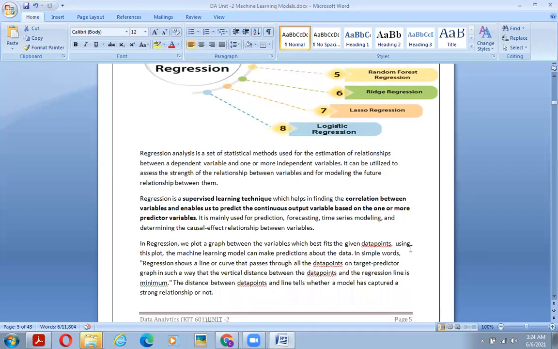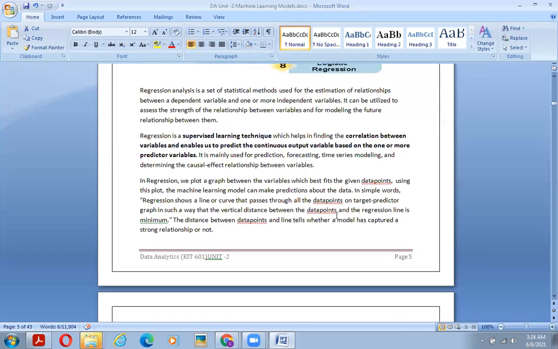Regression analysis is a set of statistical methods used for estimation of the relationship between a dependent variable and one or more independent variables. It can be utilized to assess the strength of the relationship between variables and for modeling the future relationship between them. So, in terms of statistics, we understand what regression is all about. Let's go in terms of machine learning.